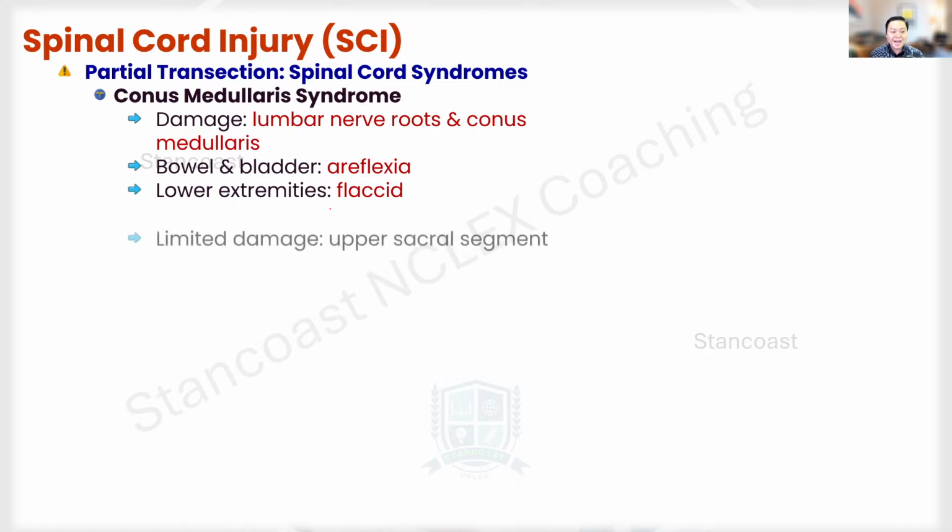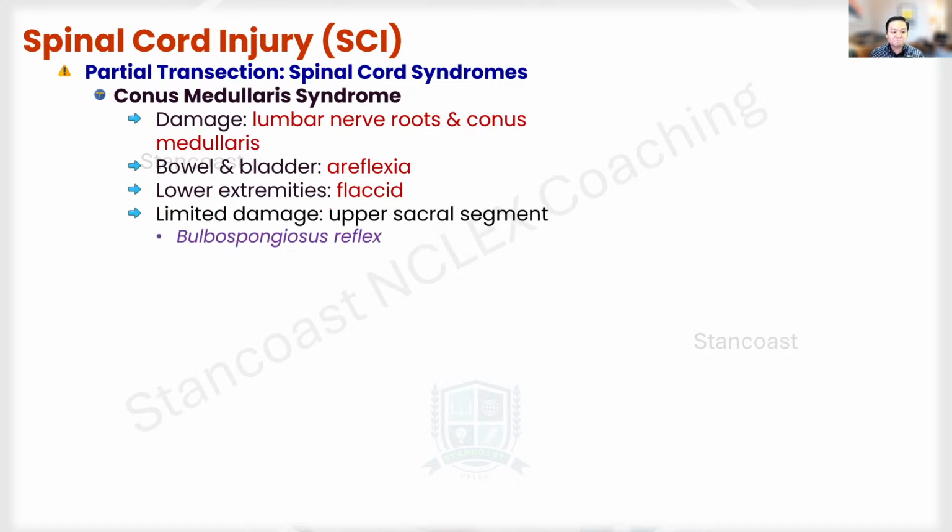So here we have the bulbospongiosus reflex. So what is this? There's going to be limitation in the damage, especially if the effect is on the upper sacral part of the spinal cord.